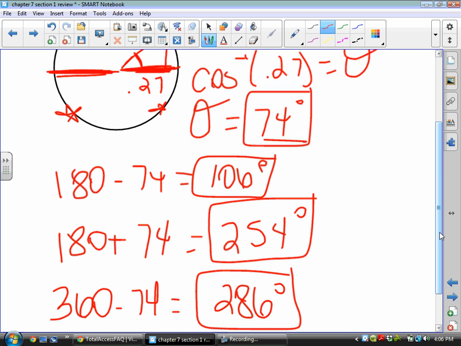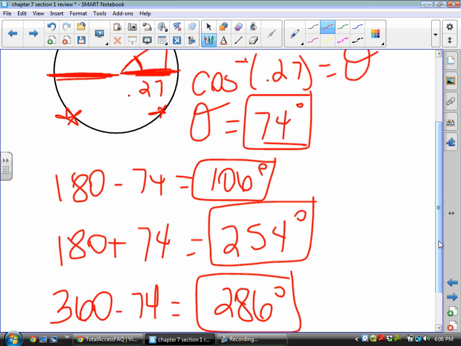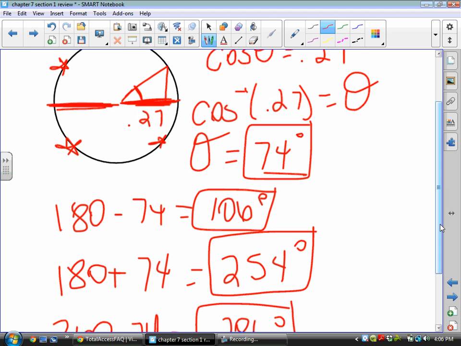Okay, so we're using the reference angle of 74, which we find by taking the inverse of cosine of the 0.27.